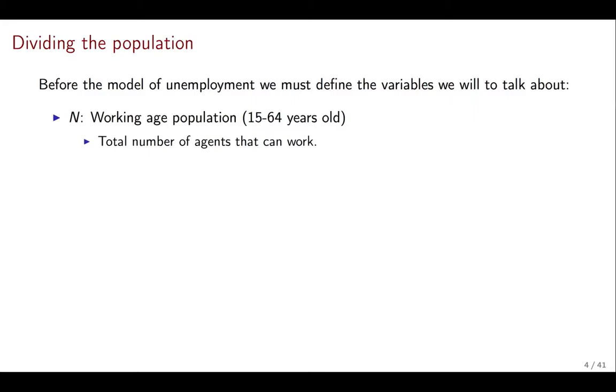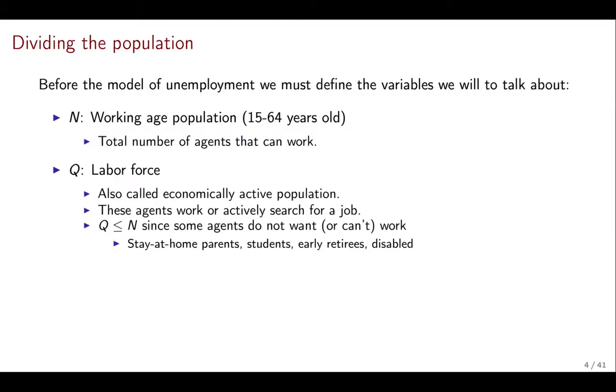So the first thing is going to be N. The variable N is going to be working age population. That just represents the total number of agents that can work. And so what we're doing here is we're not taking into account all the population of the country or of the economy that we're studying. We need to focus only on those who can work. Those are going to be people who are old enough to work, but not too old that they might be able to retire.